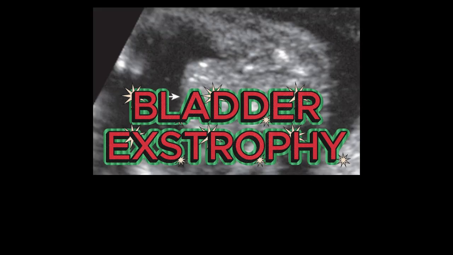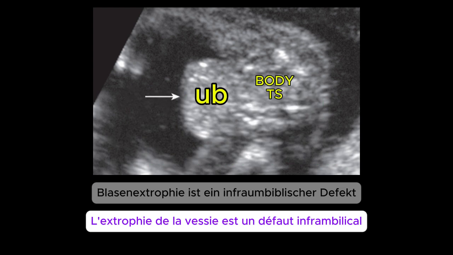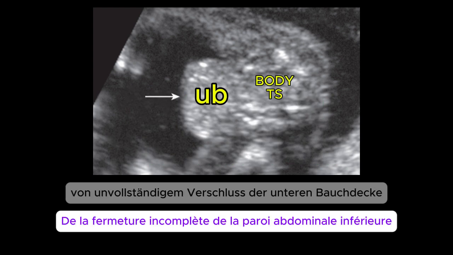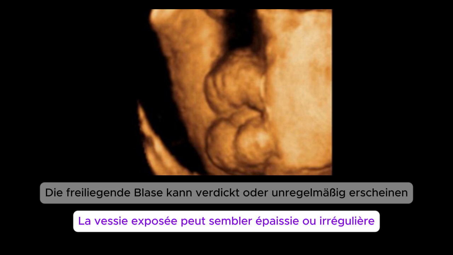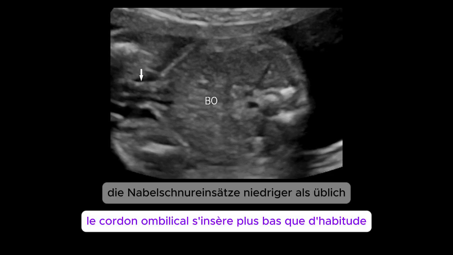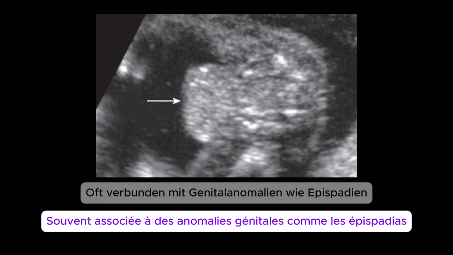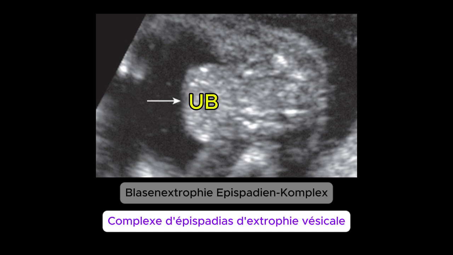Bladder exstrophy is an infraumbilical defect from incomplete closure of the lower abdominal wall and bladder. Diagnosis relies on failure to see a normal bladder on ultrasound. The exposed bladder may appear thickened or irregular in the lower abdomen. The umbilical cord inserts lower than usual, often associated with genital abnormalities like epispadias, known as the bladder exstrophy-epispadias complex.